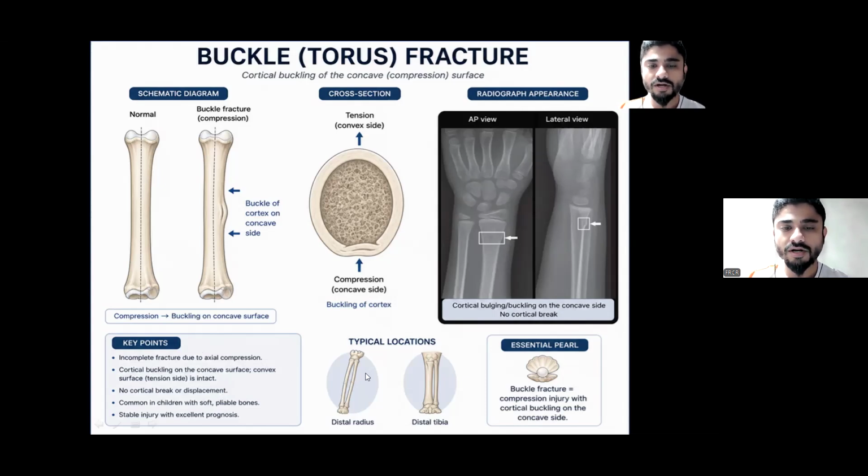Typical locations, like we have discussed: distal end of radius and ulna, distal end of fibula, and it happens because of the compression injury on the concave side of the bone. So buckle fracture, also known as torus fracture, is done.